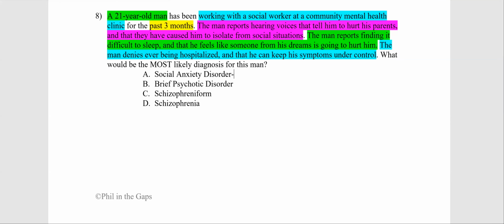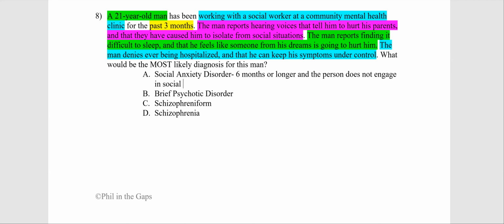Let's break down each diagnosis and then go from there. So, social anxiety disorder is going to be 6 months or longer, and the person does not engage in social situations because they fear being judged. And then brief psychotic disorder is going to be less than 30 days, and that's going to be the positive and negative symptoms of schizophrenia.